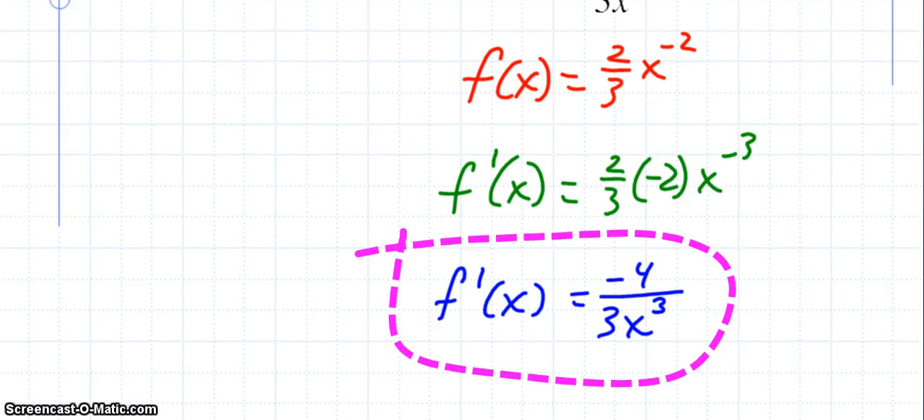Okay, so we do our general power rule. Bring the negative 2 down, so I have 2/3 times negative 2 times x to the negative third, because when I subtract 1 from negative 2, I get negative 3, right? And then I just want to simplify a little bit, because that's kind of a weird way to leave my answer. So negative 2 times 2/3 is actually negative 4/3, and because this is x to the negative 3, I want to bring that back down to the denominator, so I can write it as x cubed. So I get f prime of x is negative 4 over 3x cubed.